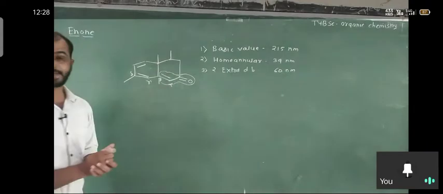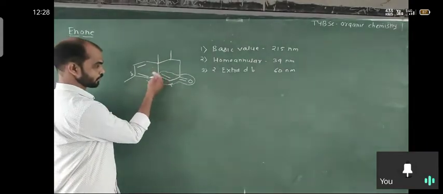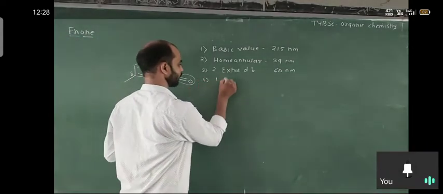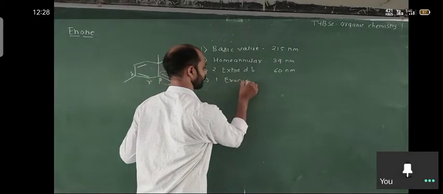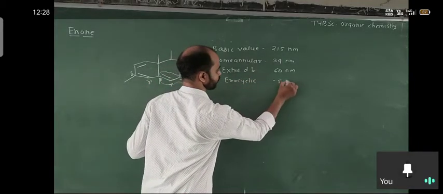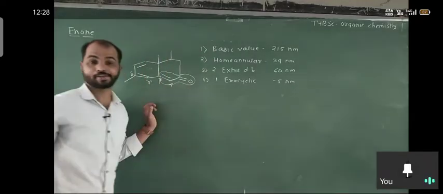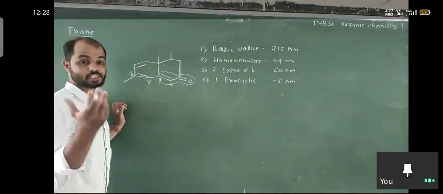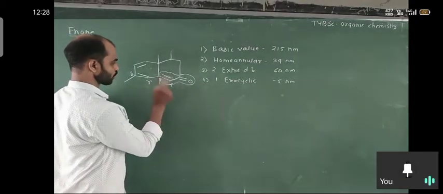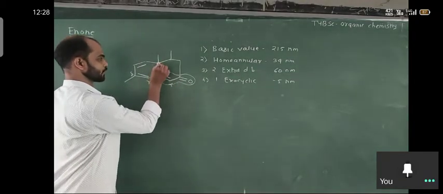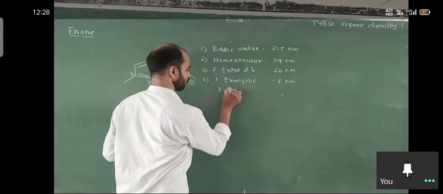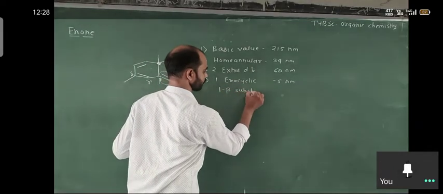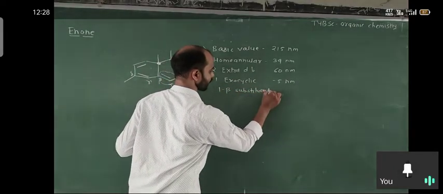After that, see the exocyclic double bonds. Yes, this bond is exo to this ring. So 1 exocyclic. For that, the value is 5 nanometer. Then the last point is substituents. So alpha position, no substituent. On beta position, there is a substituent. So 1 beta substituent, which is an alkyl substituent.